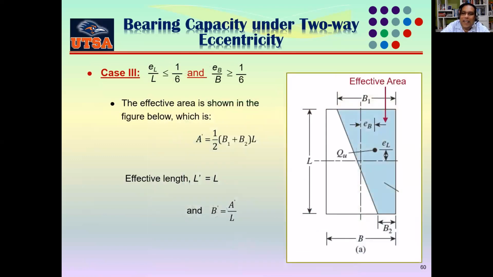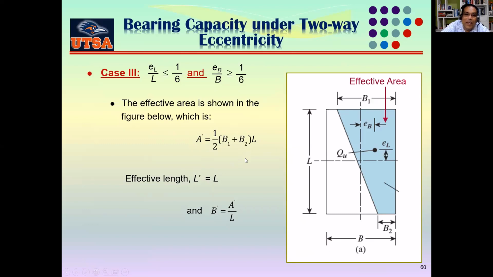Now, here is your case 3. This one is saying that EL by L is less than 1/6, but EB by B is greater than 1/6. So in the B direction, you see 0 here. In the L direction, you don't see anything because this is less than 1/6. This one is very similar. You have to find out the area. This plus this divided by 2 and then multiplied by L. So B1 plus B2 divided by 2, then multiplied by L. That's your effective area.